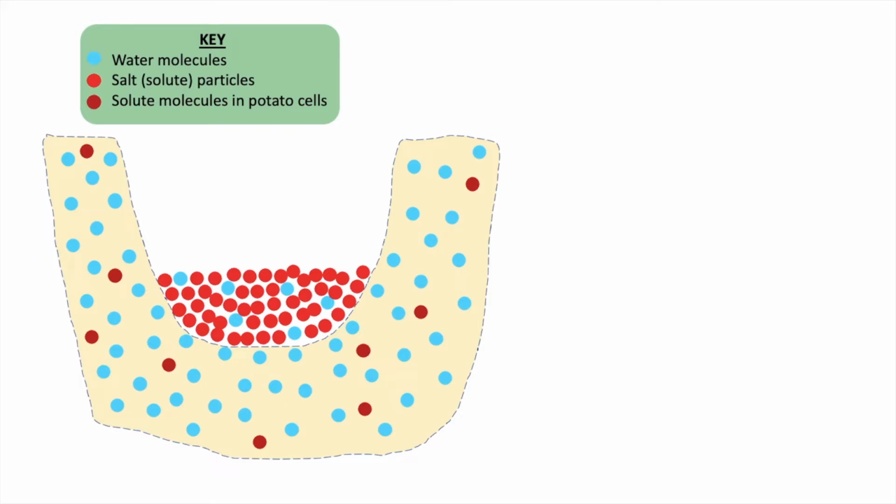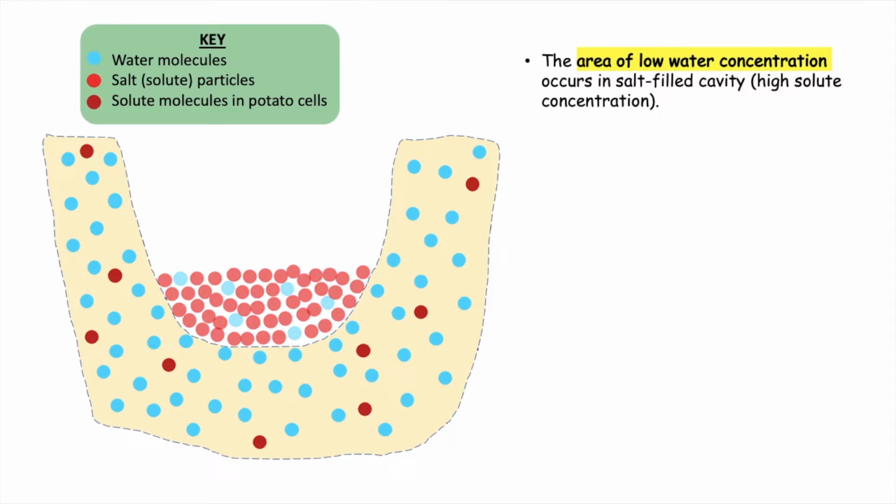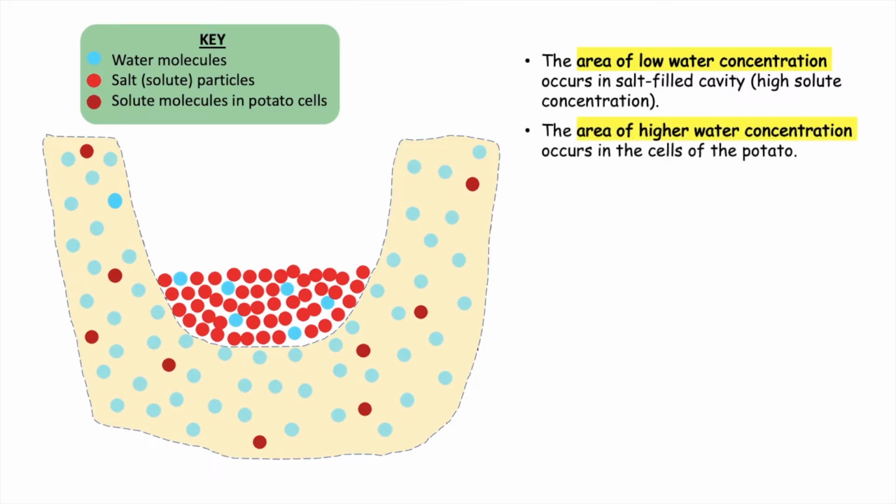Now, since the blue dots represent water molecules, we can immediately see that there are more water molecules inside the potato than within the cavity. Therefore, the area of low water concentration occurs in the salt-filled cavity. Even though it's high in solute concentration, it's low in water concentration. Next, we can see that the area of higher water concentration occurs in the cells of the potato.